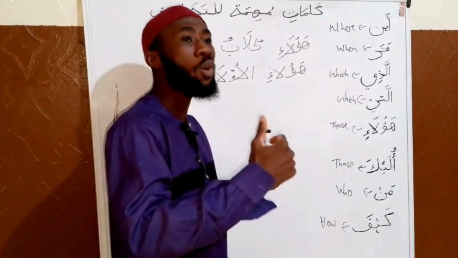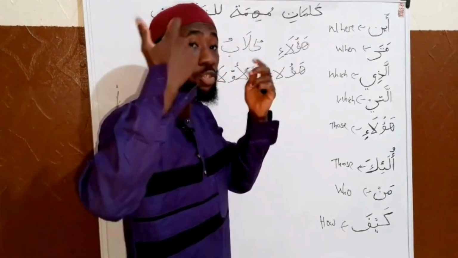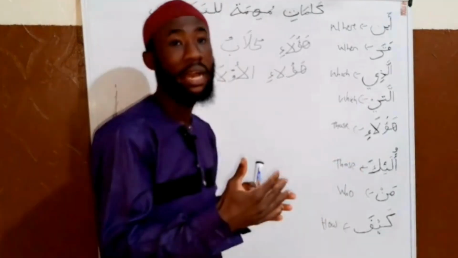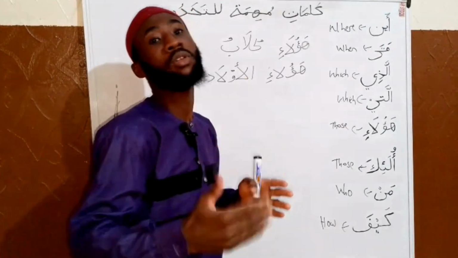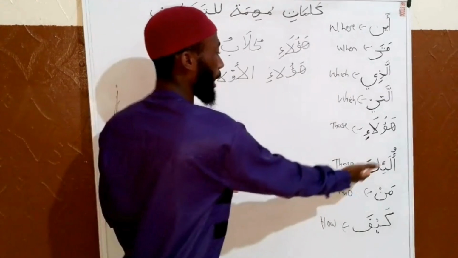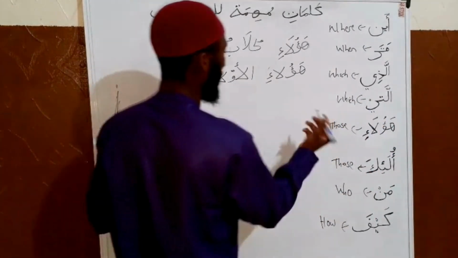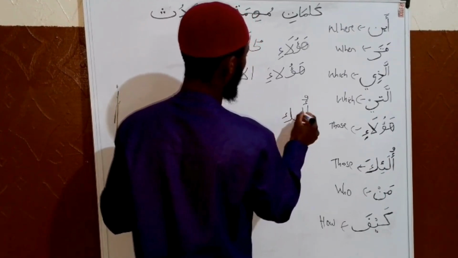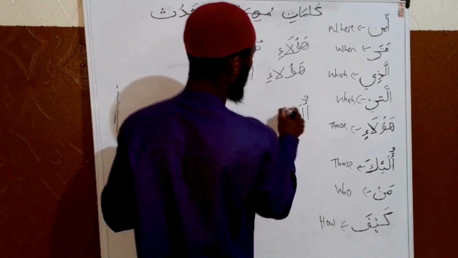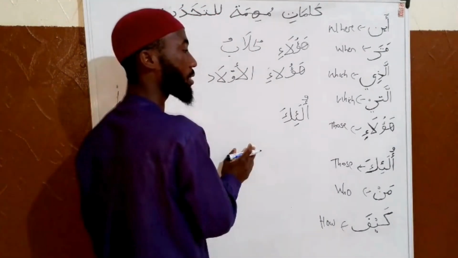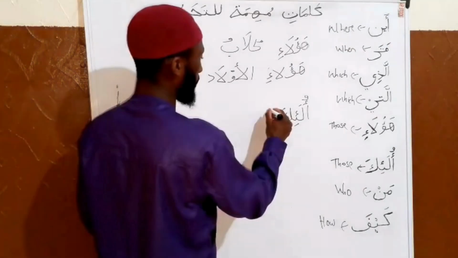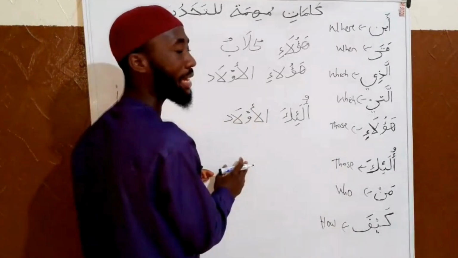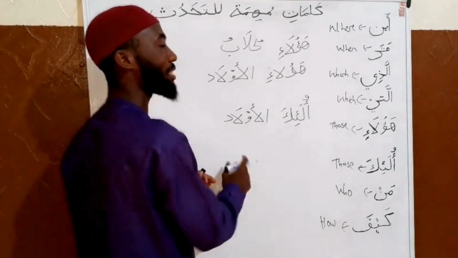It is used for something intellectual and non-intellectual. We use hulaika for both intellectual and non-intellectual. Hulaika, that is those. Hulaika al-awlad, that is those children.